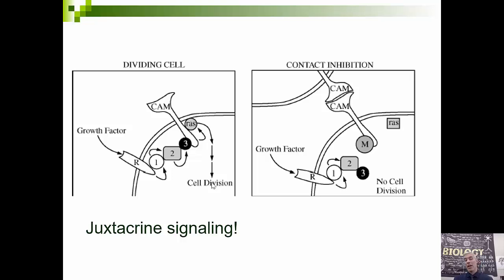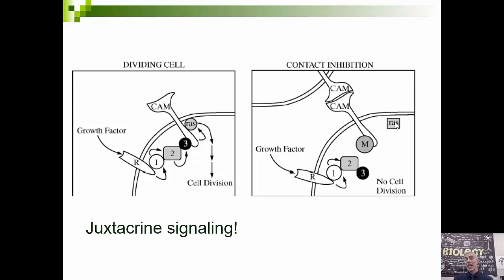contact. But if CAM is in contact with another CAM here, if these two cells are in contact, this M protein will bind here. And if the M protein's bound, it prevents 3 from binding despite the growth factor being present. And if 3 doesn't bind to the receptor, we never activate RAS. And if RAS doesn't get activated, you get no cell division. So this is a good mechanism for preventing overgrowth of cells.